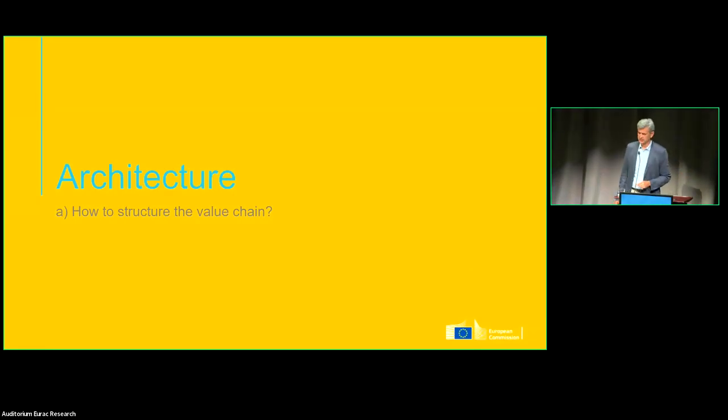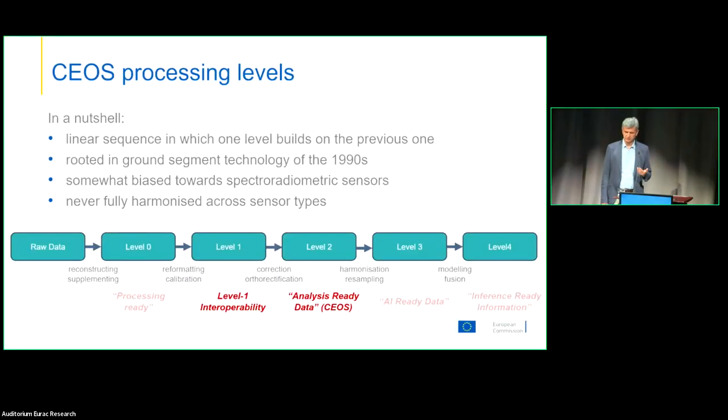Good. Architecture. Architecture is probably even more difficult than semantics, because with semantics most people understand it's necessary, but with architecture, many people intuitively say, we have it. Like the first thing for ARD, which we need to address, is how we cut the cake.